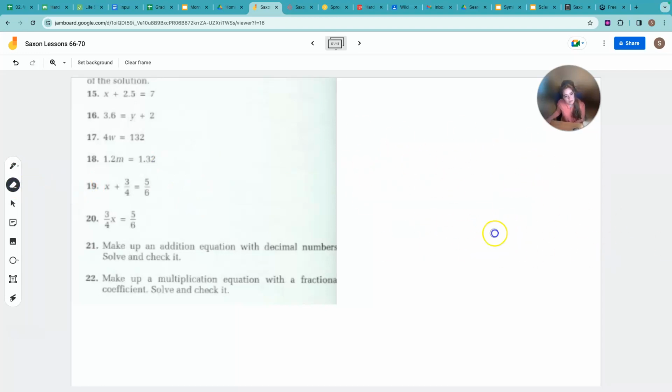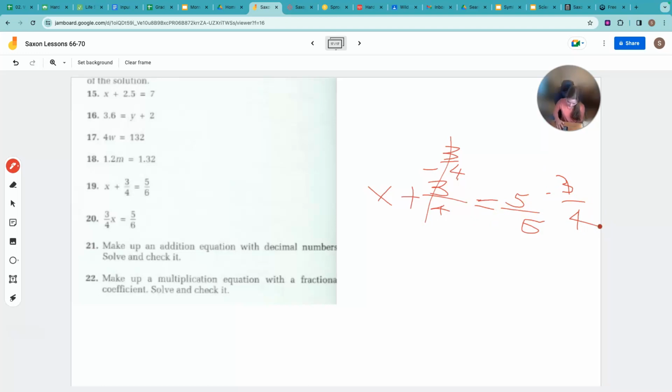Okay, number 19, let's see what happens when we throw fractions into the mix. So we have x plus 3/4 equals 5/6. Now, here's where your calculator is going to come in real handy. So, we have x plus 3/4 equals 5/6. We're treating it the same way. So, we're going to subtract 3/4 from here. So that's going to cross out, and then we're going to have 5/6 minus 3/4. There we go. Let's see what that is. 5/6 minus 3/4. That is 1/12. So x equals 1/12.